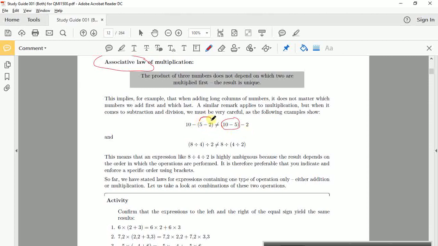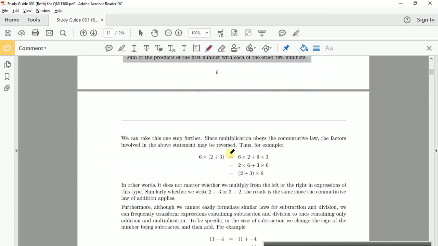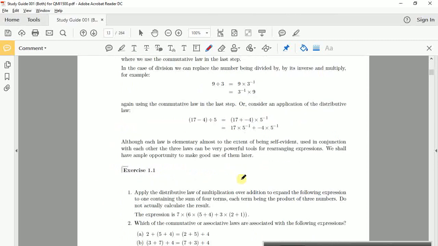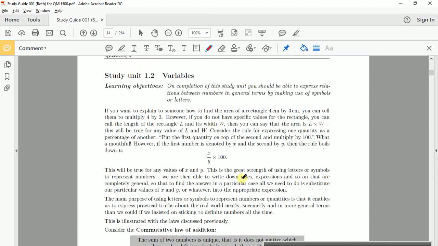Why? Because this is 10 minus 3, which is 7, and this would be 5 minus 2, which is 3. So you can see they don't equal. So the associative law applies to certain operations. Obviously subtraction and division would make a difference, while with addition and multiplication it doesn't. This is all background maths, and you can go look at this.